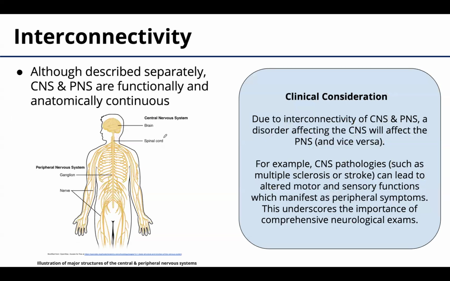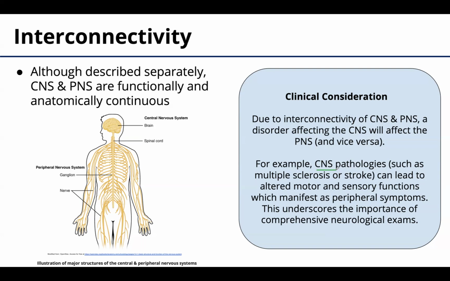Now, as we discussed at the beginning of the video, the CNS and PNS are very much continuous, and that has huge clinical implications. So, for example, a CNS pathology, so a pathology that happens to the brain or spinal cord, such as multiple sclerosis or stroke, can lead to altered motor and sensory functions. And these manifest as peripheral symptoms, such as not being able to contract muscles that are innervated by peripheral nerves.